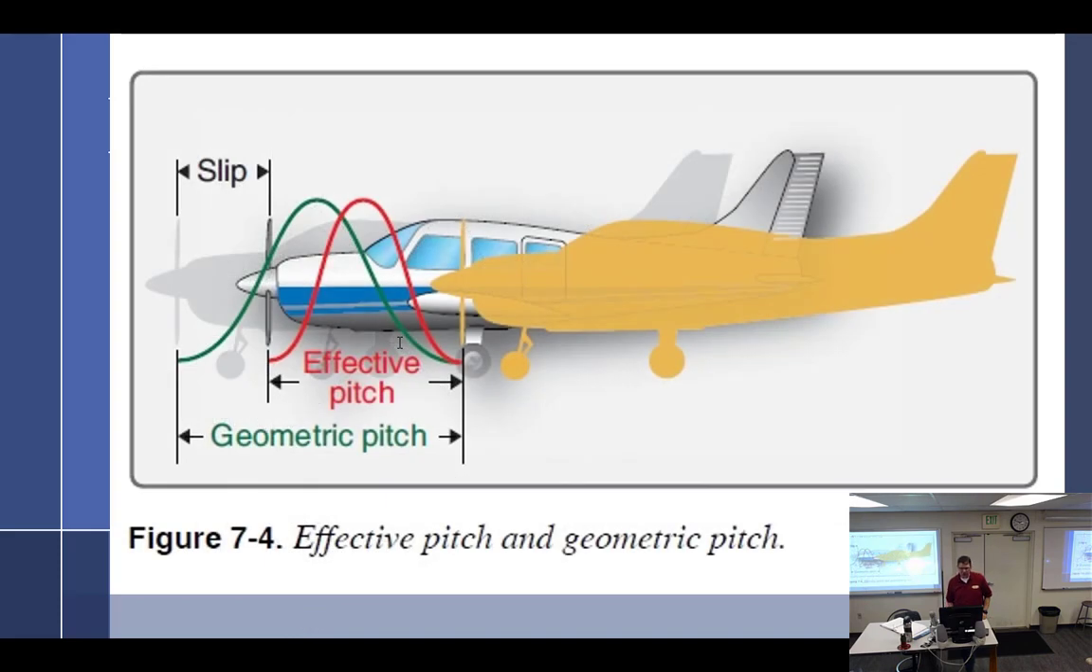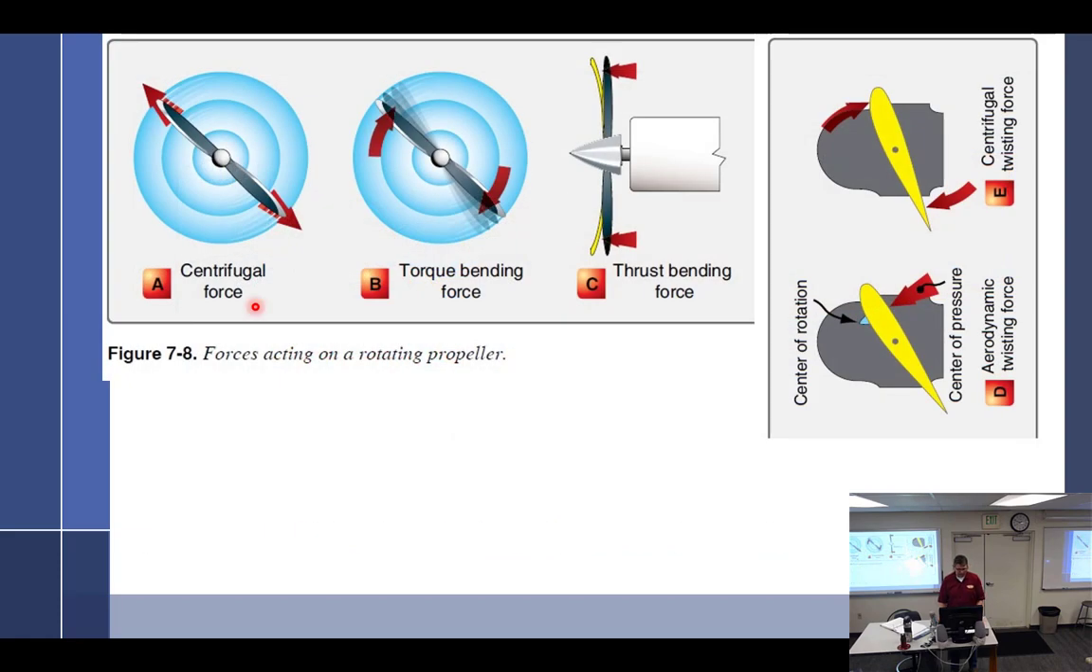All right, geometric pitch. We're starting here. Geometric pitch is how far it should have gone, all the way up here to the shadowed part. It should have gone to there, but instead it went to here. So the difference is slope.